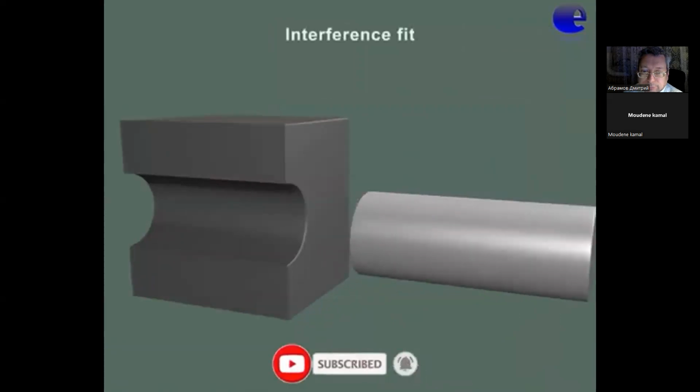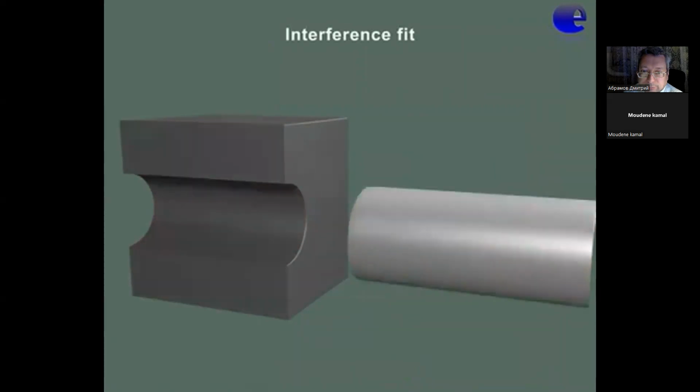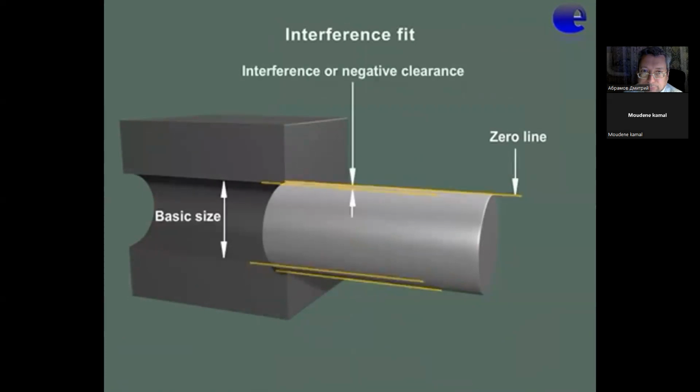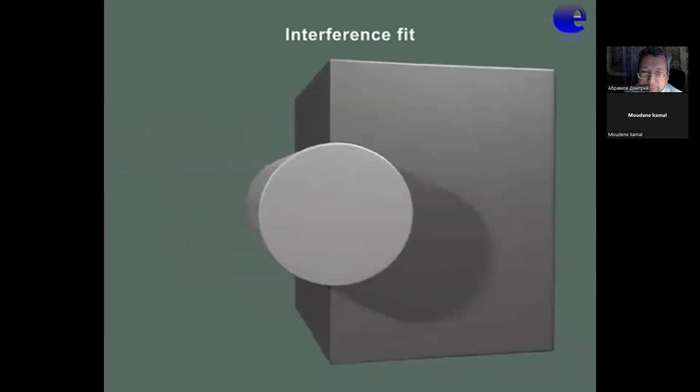Interference fit. Basic size. Interference fit. Basic size, 0 line. Interference or negative clearance. Tolerance zone of shaft. Tolerance zone of hole. Forces required to insert the shaft.